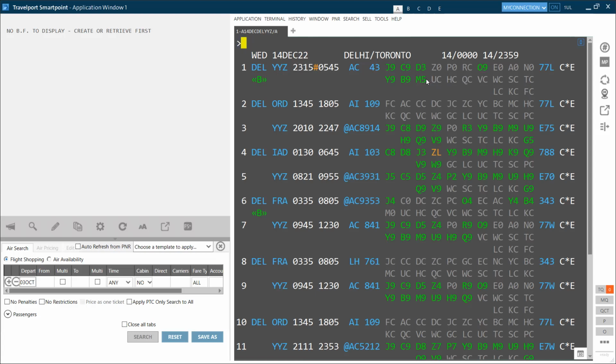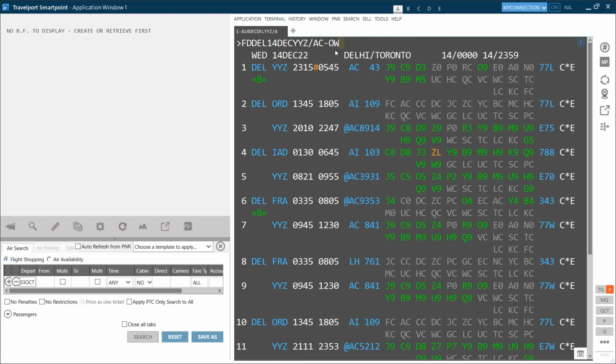Now, in order to check the details of the class, we have to do the entry of FD, fare display. FD, fare display, Delhi, date, YYZ slash AC, dash OW. What is this command? One way. FD stands for fare display because now you will check the fare display. I have to check which class is lower. So FD, Delhi, date, then Toronto, the destination, slash Air Canada, dash one way. Is it clear to you?